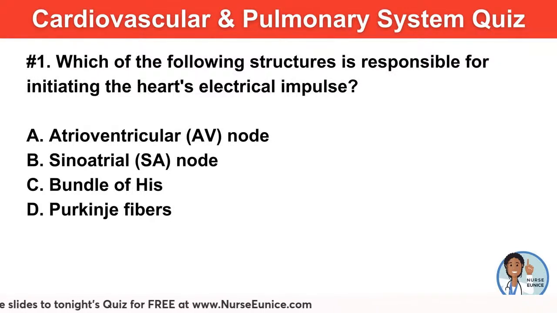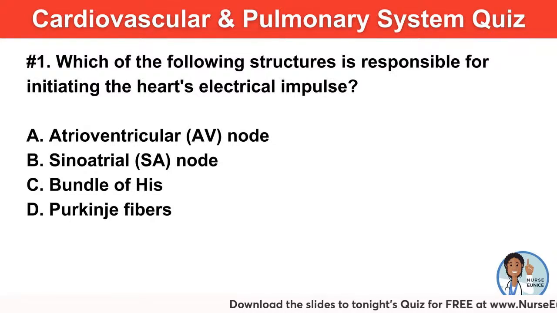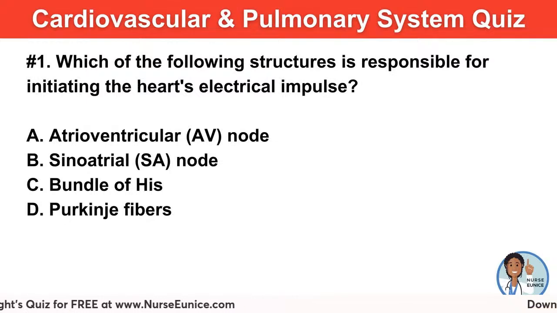All right, so number one, which of the following structures is responsible for initiating the heart's electrical impulse? Is it the atrioventricular or AV node, the sinoatrial or SA node, the bundle of His or Purkinje fibers?